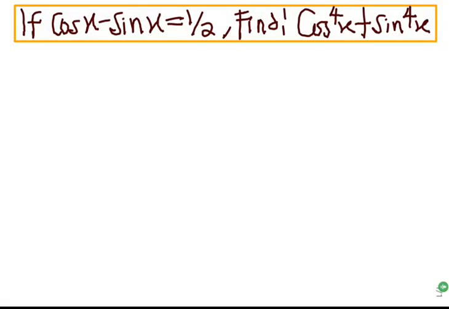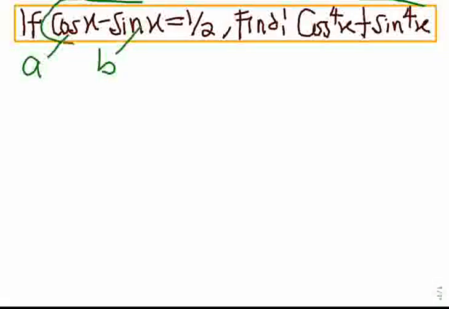Hello viewers, in this video I am going to provide the solution for the value of the quadruple of cos x plus the quadruple of sin x. We are given that the difference between cos x and sin x is equal to half. In solving this question, I am going to make cos x to be a, and wherever I see sin x I am making that b.